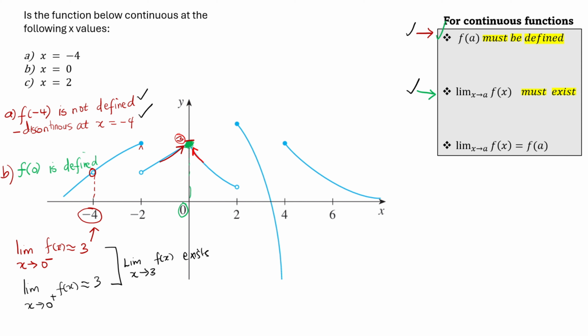What about the third condition? The third condition says that the limiting value must be the same as the y value at that particular x value where you are evaluating continuity. In this case, we're evaluating continuity at x equal to 0, as per question B. So at x equal to 0, the y value is 3 here because you can see that the graph cuts the y-axis at 3. Here it is. Here is the graph cutting the y-axis at 3.